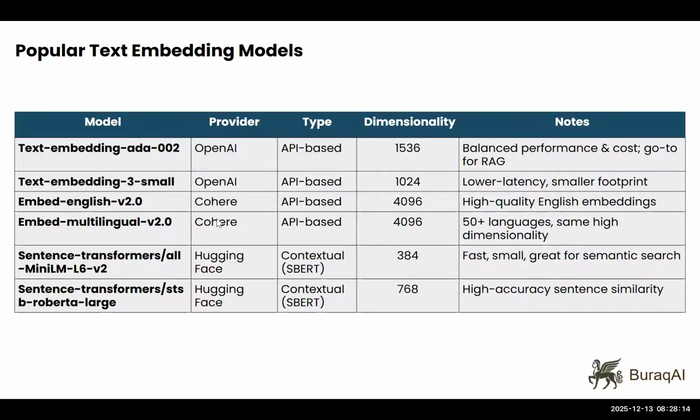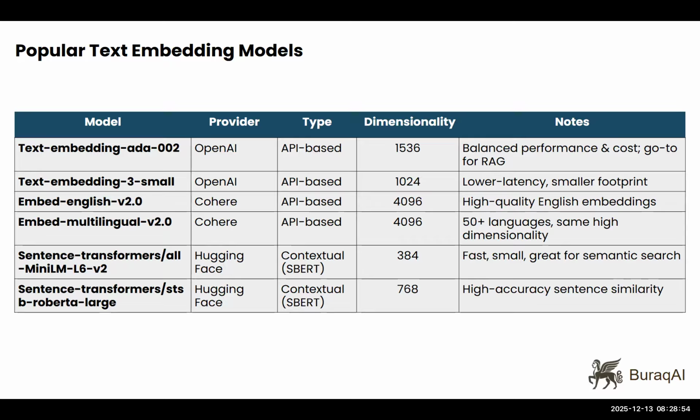Cohere has 2 embedding models, embed English and embed multilingual. Multilingual says 50 plus languages, so you can generate embeddings in 50 plus languages. If you want to use only English, this is English. However, the dimensionality is 4096, so it's a high dimensional embedding. The higher the dimensions, the more complex it is to do the similarity search. It will take more time and more processing to get the similarity search.